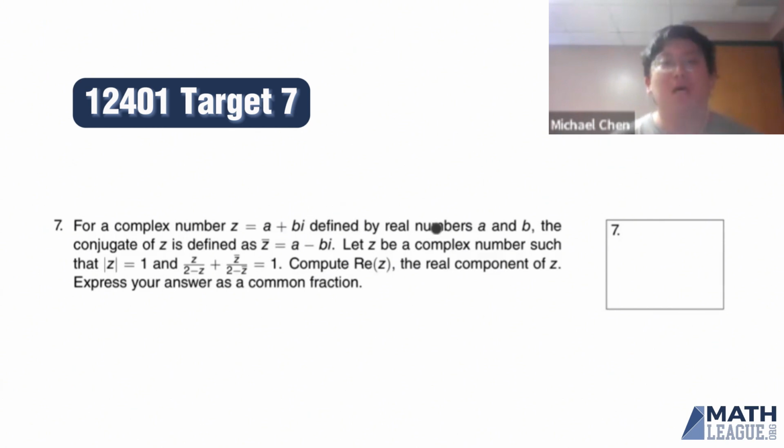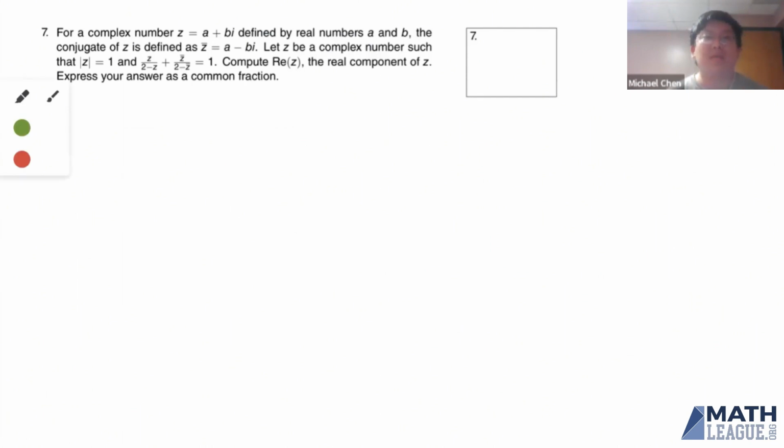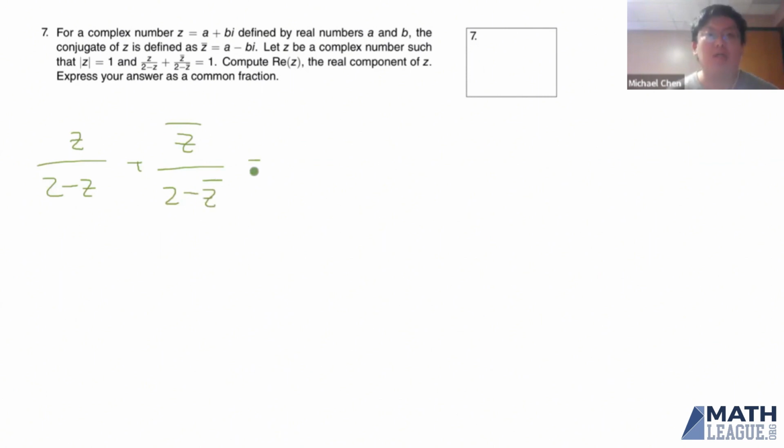So now we have: let z be a complex number such that the magnitude of z is root a squared plus b squared. Think of it like, you can think of it on the unit circle or Pythagorean theorem, anything like that. And we know that z over 2 minus z plus z bar over 2 minus z bar is equal to 1. And we want to compute the real component of z, which is a. So express your answer as a common fraction. So it would correspond to a for a complex number.